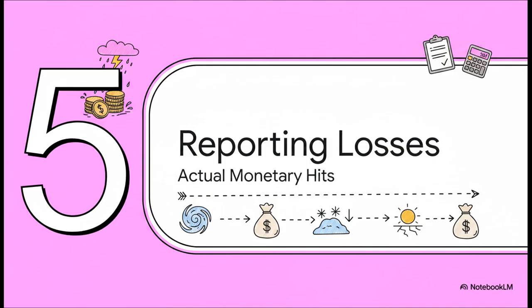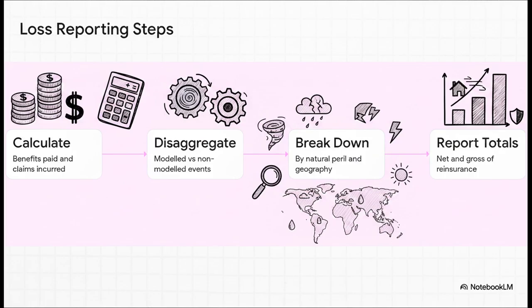And that brings us to Section 5, Reporting Your Monetary Losses. The final step, how to actually document the monetary hits from these events to meet the standard. Following this exact 4-step procedure ensures your disclosure aligns perfectly with the SASB metric FN-IN-450A.2. First, you calculate the hard numbers, the benefits paid and claims incurred. Second, as we just talked about, you split them between modeled and non-modeled events.